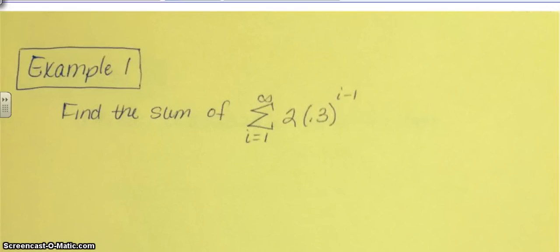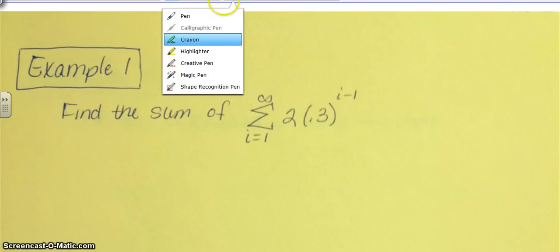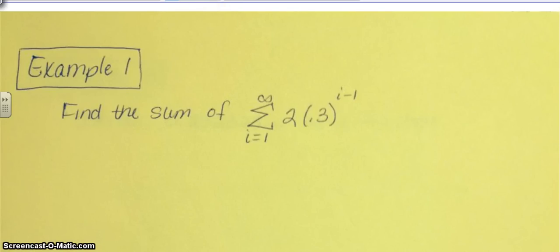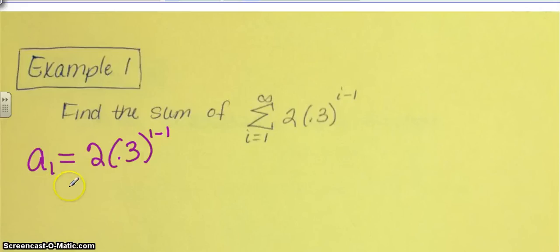Example number 1, we're going to find the sum of the infinite series 2 times 0.3 raised to the i minus 1. First thing I need to do is find my a sub 1. A sub 1 is equal to 2 times 0.3 raised to the 1 minus 1. Anything to the 0 is 1, so a sub 1 is equal to 2. My ratio is right here, 0.3.